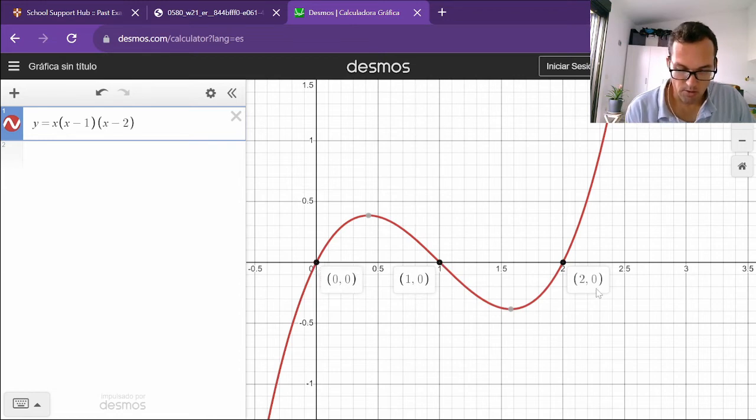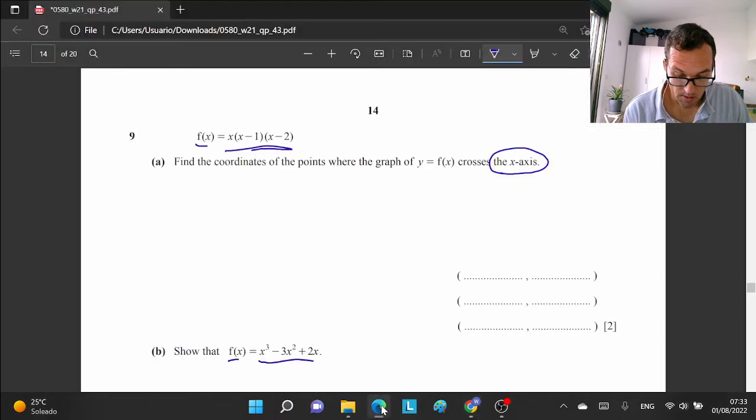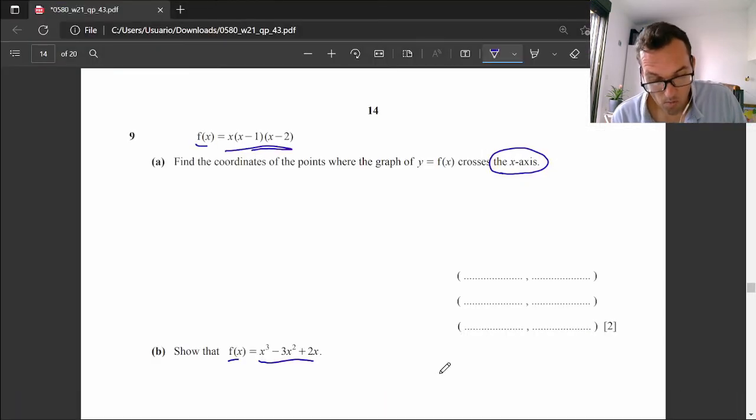0, 0, 1, 0, 2, 0. That, by the way, is the answer to this question. Okay, and as you can see, the y value is always 0. The x value changes 0, 1, 2, but the y value is 0, 0, 0. So that is what we need to do in this question. Okay, where we cross the x-axis, y equals 0.